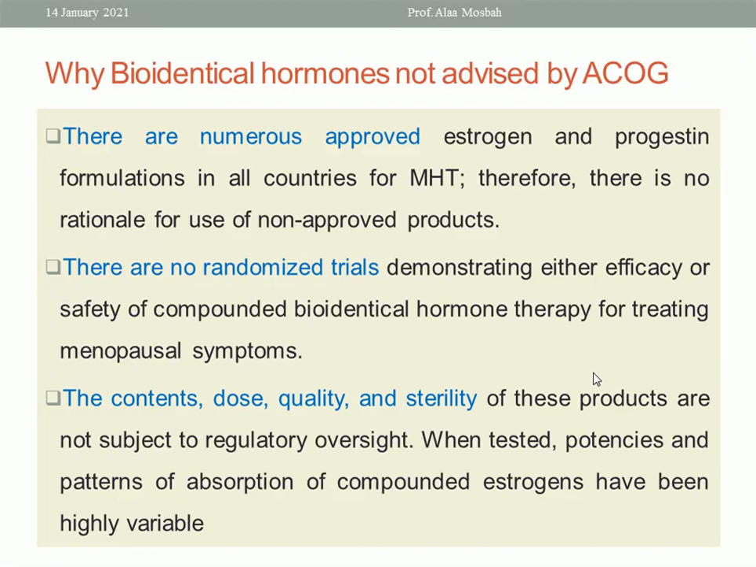The third item, they said the content, the dose, the quality, and the sterility of these products are not subject to regulatory oversight. When tested, potencies and patterns of absorption of compounded estrogen have been highly variable. So they have queries and suspicion about the content, dose, quality, and sterility of these products. This is the third important item.